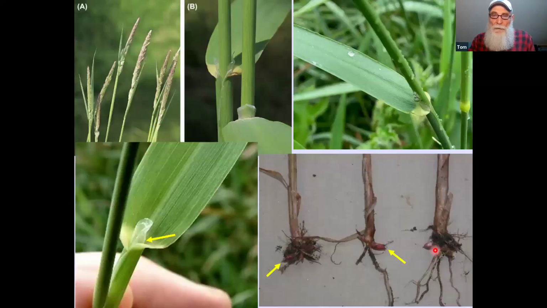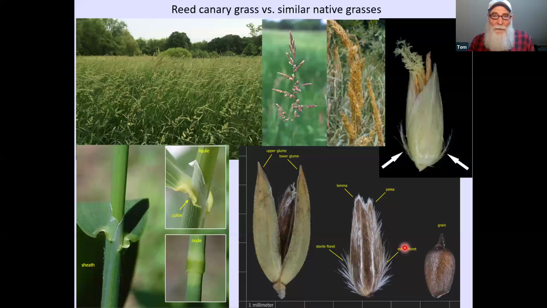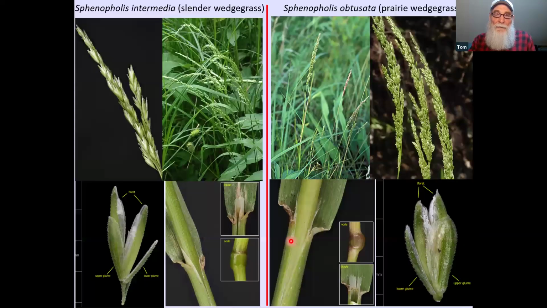Again, remember in reed canary grass, and this is the case for most grasses, the glumes are very similar looking. Usually the upper glume is a little bit bigger than the lower glume. Here we see both glumes are actually about the same size. They are pretty much identical in terms of their size and shape and form, of course. And that, again, is not the case with wedge grass.